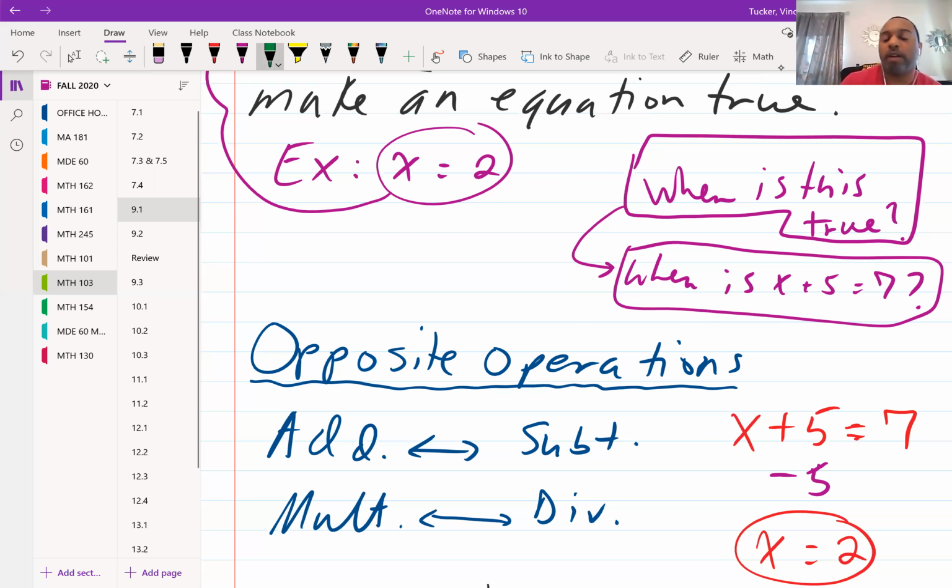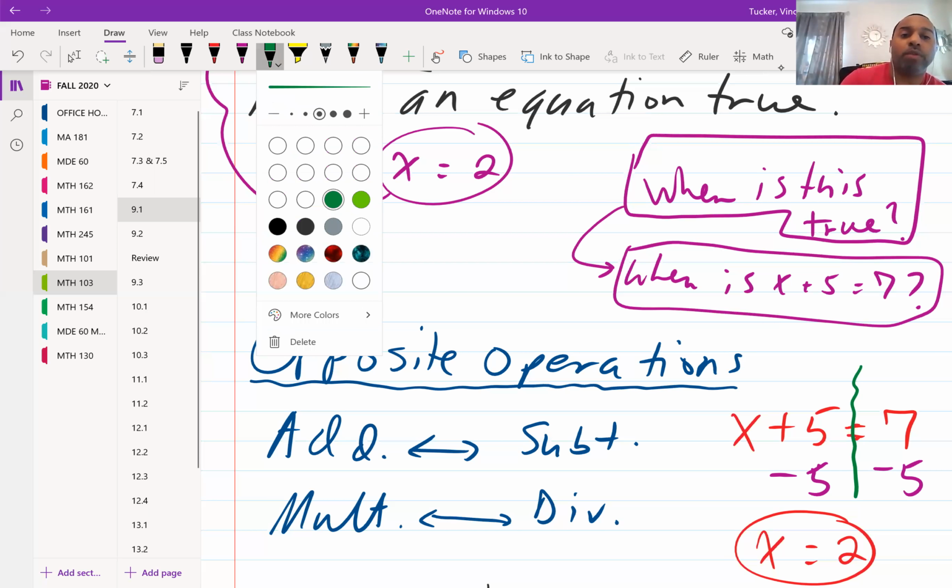Also, our equation is split up into the right side and left side of the equal sign. Whatever you do to the left side, you have to do to the right in order to keep your equivalency. So if I subtract 5 from the left side, I need to subtract 5 from the right side as well, once again to keep that equivalency.